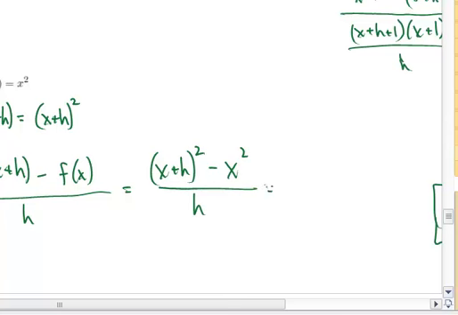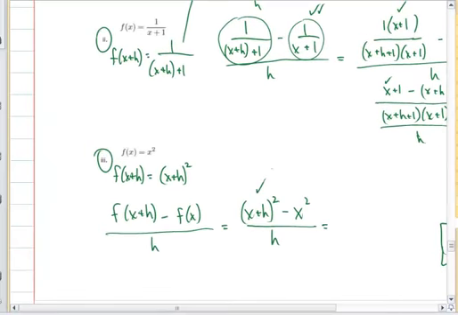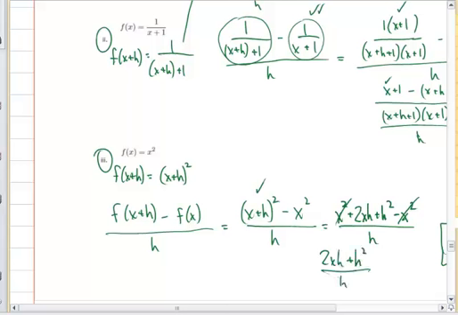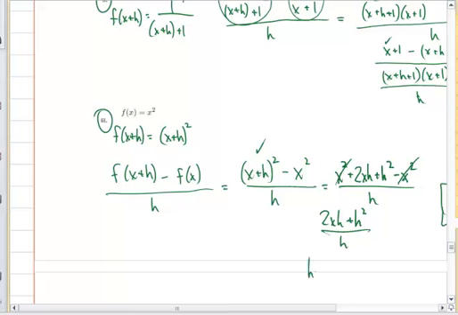Now I'm going to actually do the math, and I'm going to take that and FOIL it, or multiply the binomials. So we get x squared plus 2xh plus h squared minus x squared all over h. What you should see now is that the x squareds cancel. I have 2xh plus h squared all over h. And then I can factor out the h. You have to factor the h out to make sure you can cancel the h with the bottom. And your final result of your difference quotient simplification is 2x plus h.